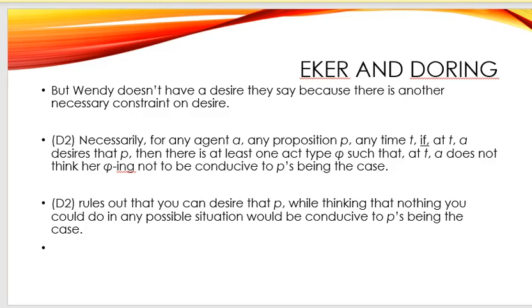So this is why D2 rules out the possibility that if I desire that P, I also think that there is nothing I can do to bring about P. So that's this constraint. This constraint is that there has to be something I can do. If I actually desire D2, then I do believe that there's something that I can do to bring about D2, or bring about the desired object.